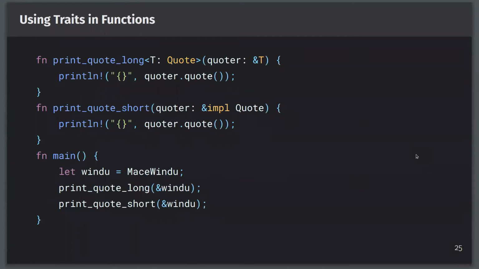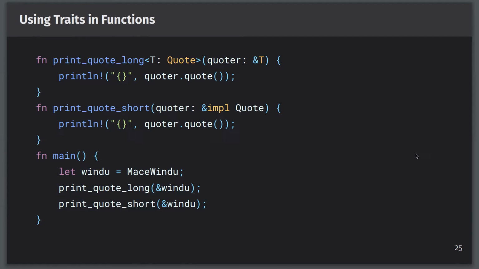So, okay, this is how you use traits in functions. These are two different ways of doing it, but they mean the exact same thing. You can say, this is a function called print quote long, and it takes quoter, which is a reference to type T, where T implements quote. That's what these angle brackets do here. They say, what is T? Well, T is something that implements these methods. And so because of that, it's now generic over all things that implement quote. You can take a reference to anything which implements quote, and that function will accept it. And it's type safe at compile time, which is brilliant.